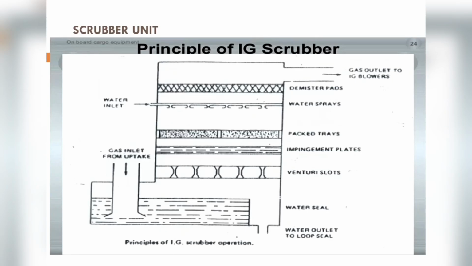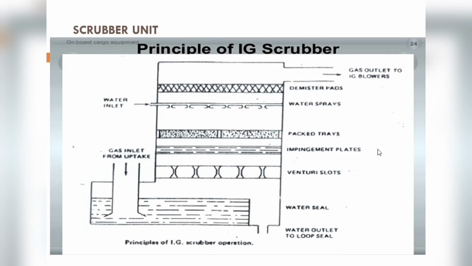After that, these gases pass through the venturi slots where all the solid particles, including soot and particulate matter, are removed. Particulate matters are very tiny solid particles which remain suspended in the atmosphere. So all the solid particles are removed from the venturi slots. After that, it passes through the second stage, the third stage. First stage is this, second stage, third stage.